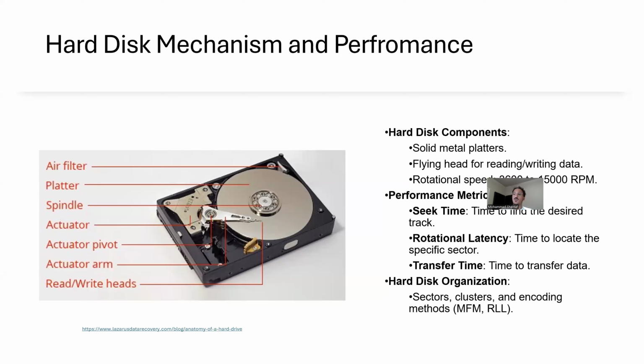Over here on the left, we have a diagram showing the components of a hard disk, which is an air filter, a platter, a spindle, and an actuator, which are pretty similar to how a floppy disk works. At the end of the day, they all fall under one thing, which is our secondary memory criteria, which we are discussing today in our lecture.